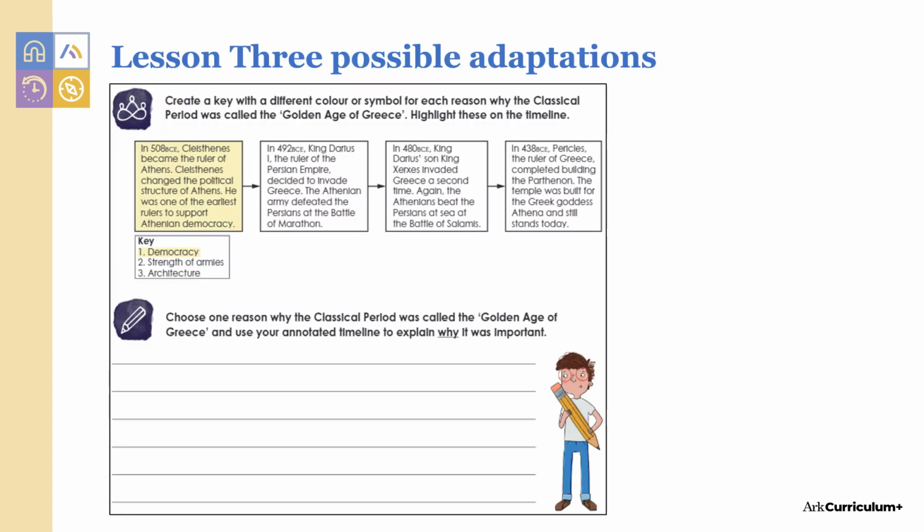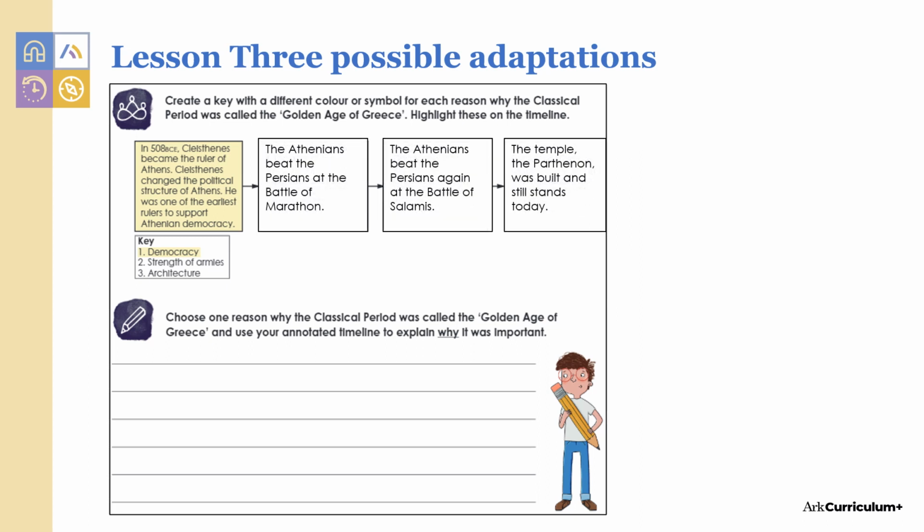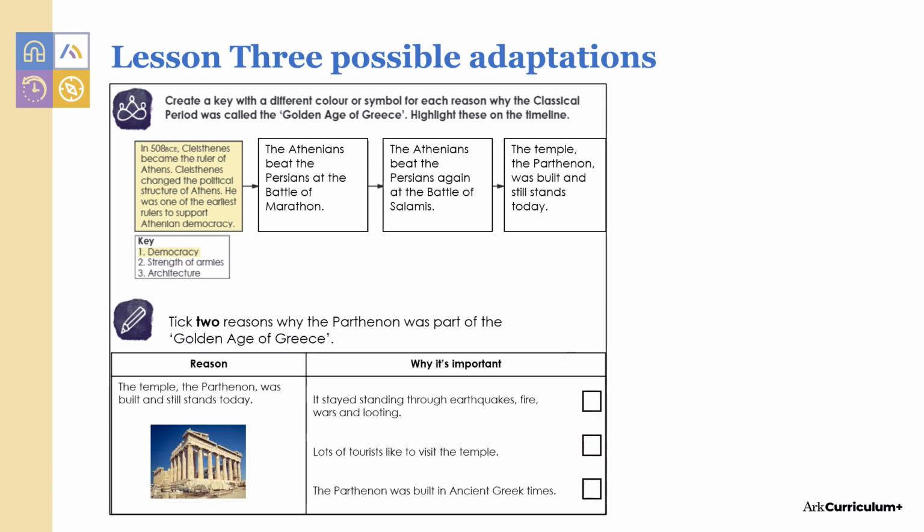In Lesson 3, pupils need to shade in the timeline using the key to show why the classical period was called the Golden Age of Greece. To support pupils, reduce the amount of reading in each box and keep the key information only to support comprehension. For the right activity beneath, if necessary, heavily support pupils by giving them one aspect of the timeline with options to tick why this contributed to the Golden Age of Greece.